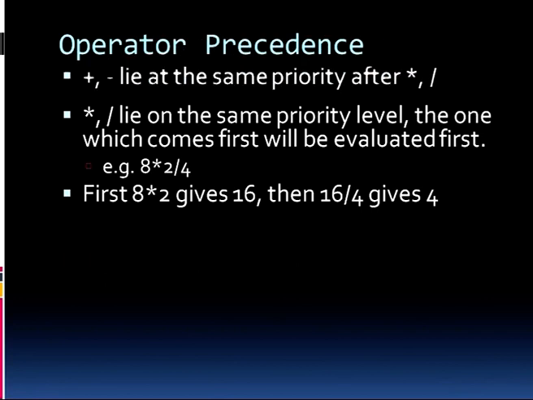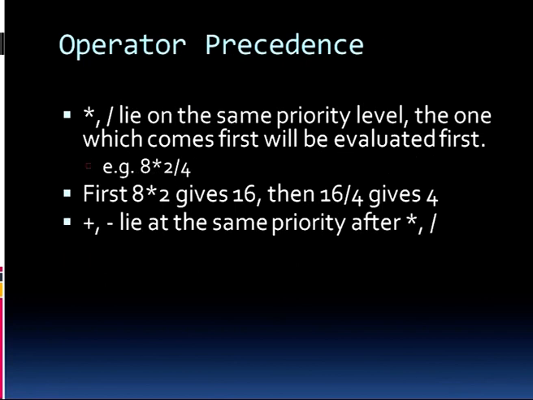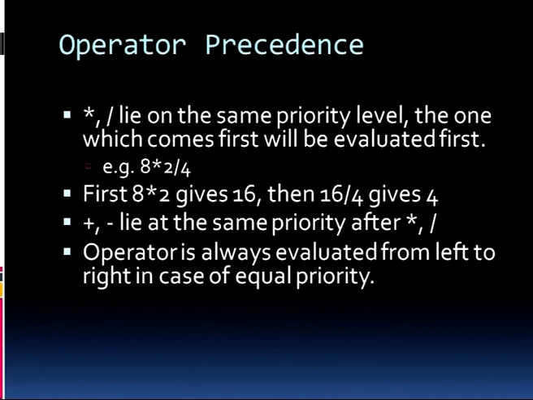Similarly, addition and subtraction lie at the same priority level after multiplication and division operators. Operators are always evaluated from left to right in case of equal priority. This is an expression which uses both the addition and subtraction operations. This was about arithmetic instructions.